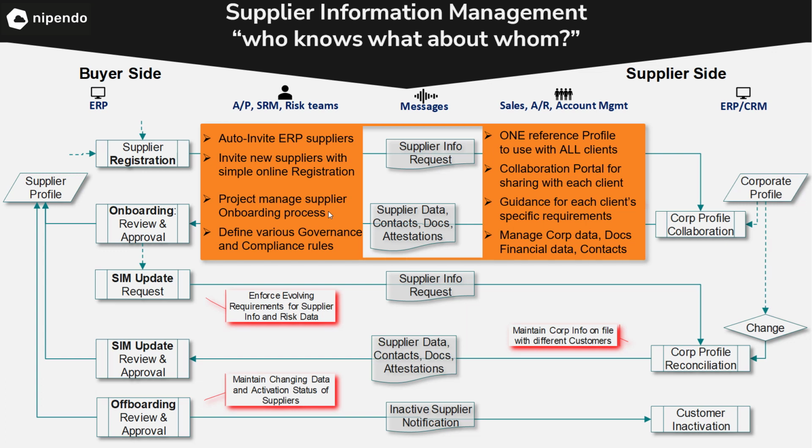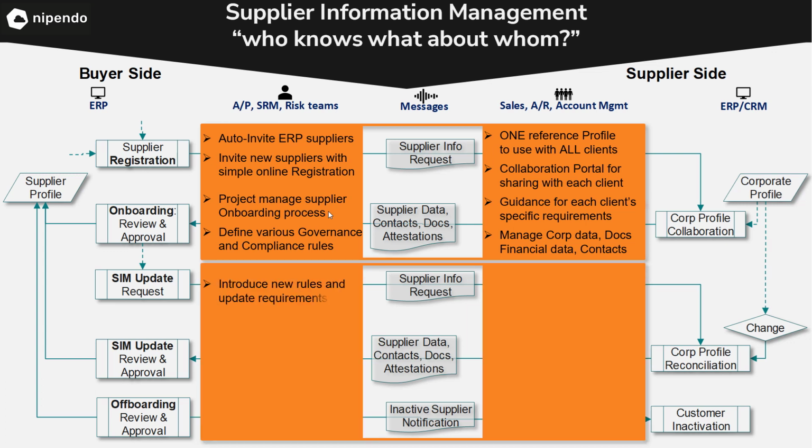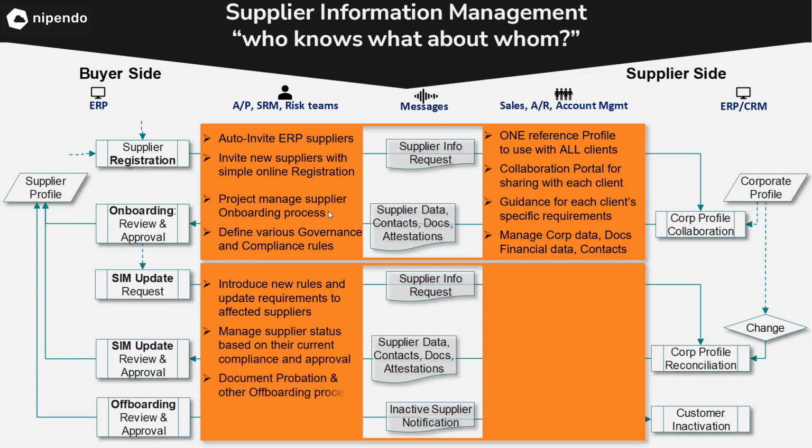On the maintenance side of things, there's also help with introducing new rules, updating requirements to the affected suppliers. So doing a specific thing, if a new rule comes that only affects certain suppliers, you only send out the request for those certain suppliers and you do that automatically. You're managing the supplier status based on where they are, and then documenting probation and other offboarding processes that are out there, because those need to have an audit trail on them.